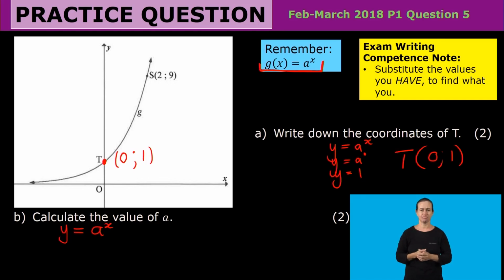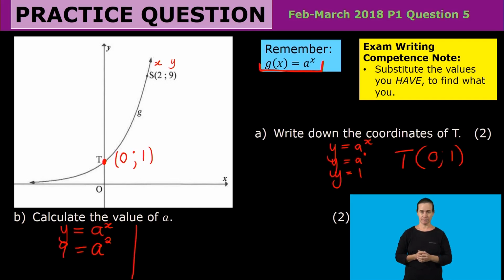Now we have been given another point, and that is the point of s. The point of s has, of course, an x value and a y value, and we are going to use those two values to substitute into our equation. The value of y there is 9, and the value of x there is 2. So that is what we have after we have substituted.